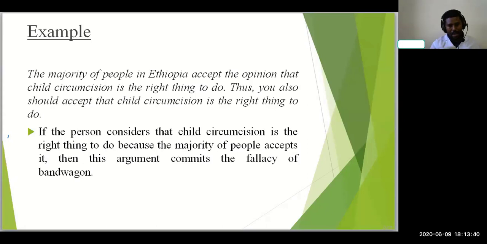So in order to be accepted by the majority, what the listener has to do is accept that child circumcision is a right thing. If you do not accept, you will be outcasted. You will be rejected. You will be stigmatized from the society, from that section or members of the society. So if a person considers that child circumcision is the right thing to do because the majority of people accept it, then the argument commits a fallacy of bandwagon.